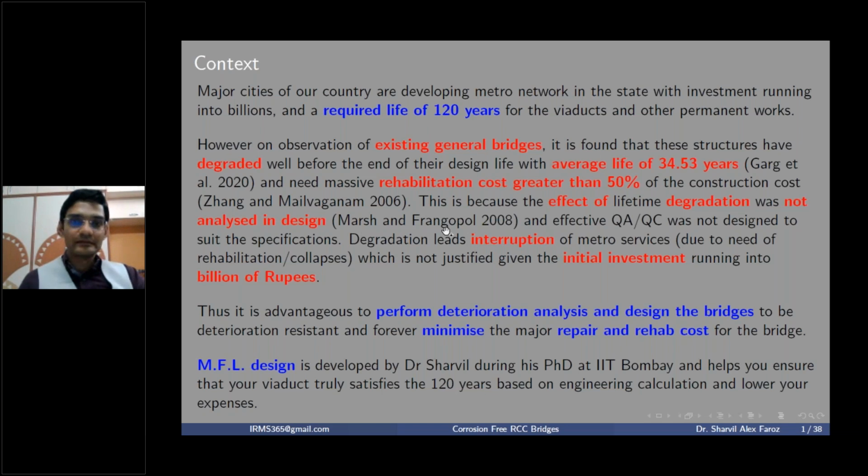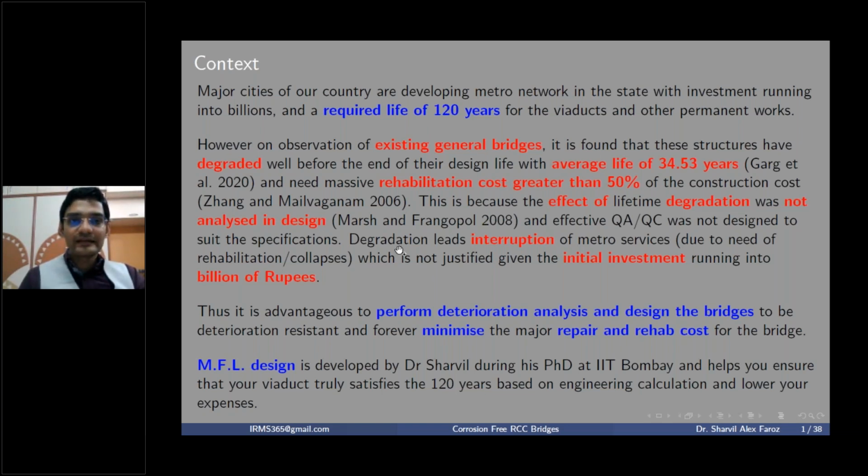the bridges are having so short life because when we were designing those bridges, the effect of degradation or effect of corrosion, which you may be knowing is one of the major factors of degradation, was not accounted for. We did not account into the design the effect of degradation or corrosion.